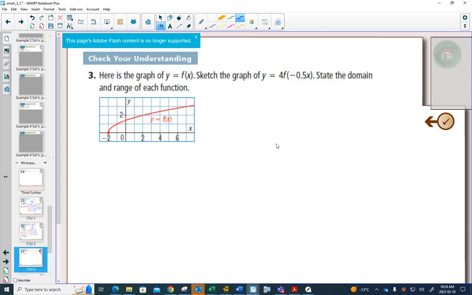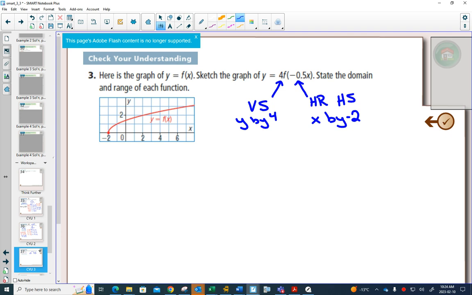Same idea, but now we're combining some things. So when we look at the new graph that we want to sketch, we want to have a vertical stretch. This will multiply our y values by 4. Inside here, we have a horizontal reflection and a horizontal stretch. You will multiply your x values by -2.